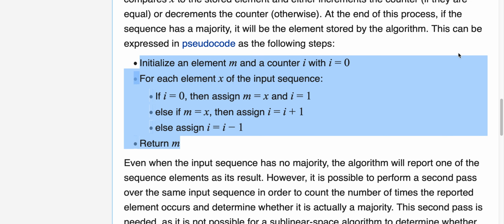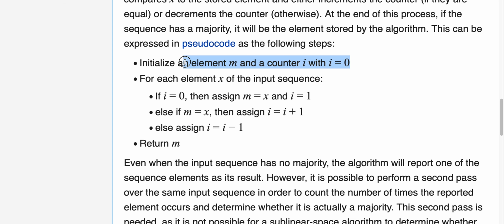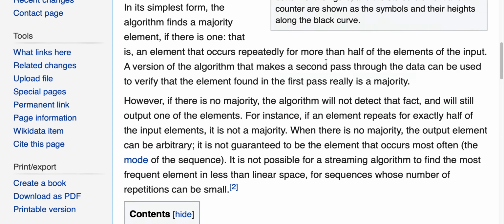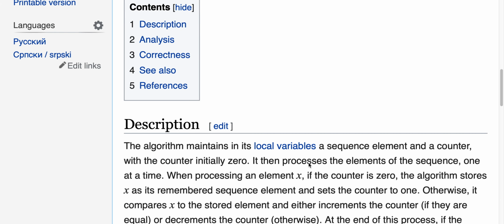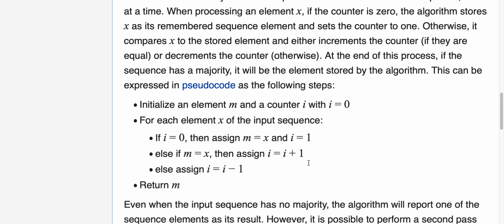The algorithm goes like that. We initialize an element m and a counter. This is how I remember whether I should choose the rectangle or the star. I scan the array from left to right, from start to end. If the counter is zero, I take whatever I'm pointing at right now as the new candidate for the majority and set the counter to one. If the next one equals my candidate, then plus one. If it's against me, it's minus one.